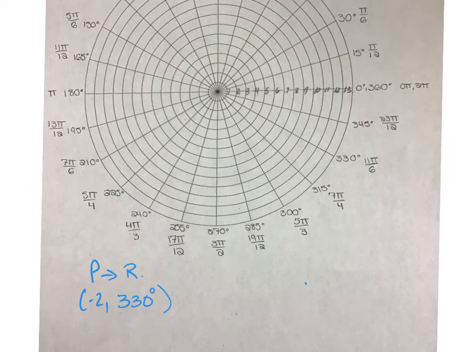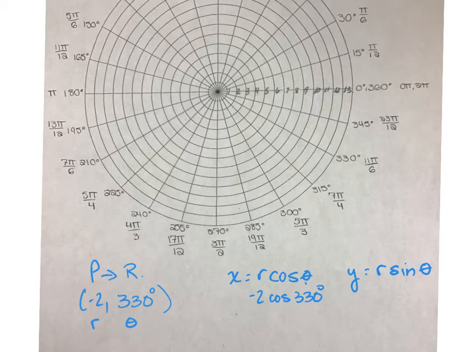Okay, so when I do polar to rectangular, this is your R and this is your theta, okay? So I need to find X and Y. So X equals R cosine of theta and Y equals R sine of theta. And you should have those on your formula sheet. Do you see them? So it's -2 cosine of 330 and -2 sine of 330.